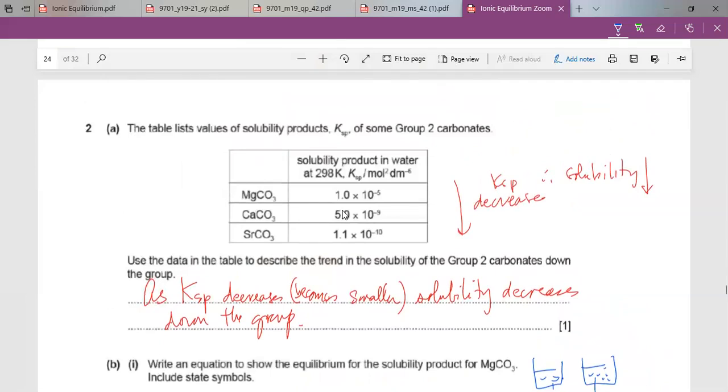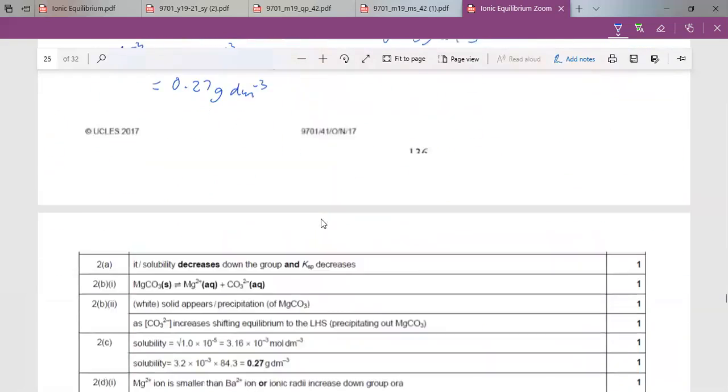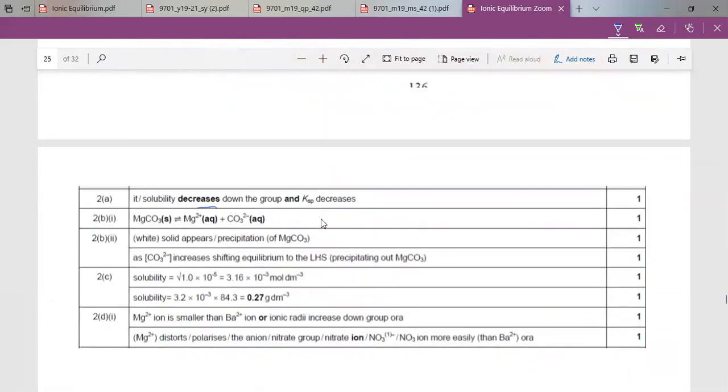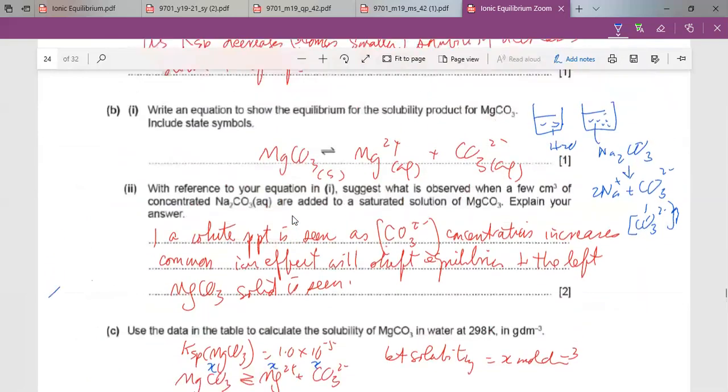Now here, the table lists values of solubility products, KSP, for group 2. Remember, minus 5, minus 9, minus 10. It means the KSP decreases. Of course, if it decreases, it means the solubility also decreases, becomes smaller. This is data to describe the trend of solubility. So solubility will decrease down the group because the KSP value decreases. And so those are the 2 points you want to mark.